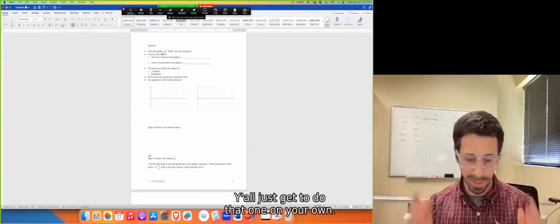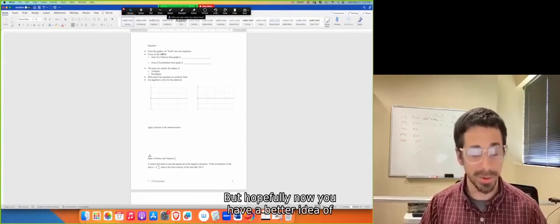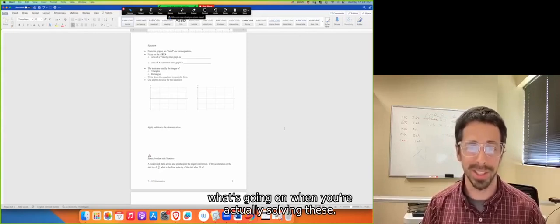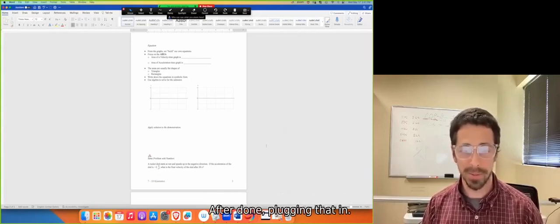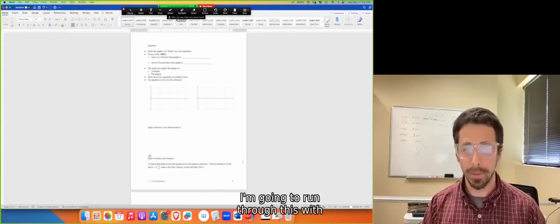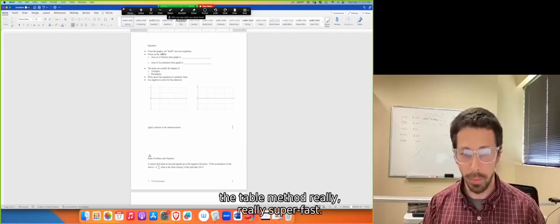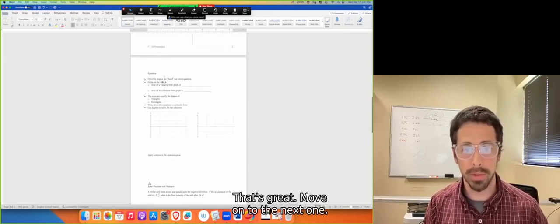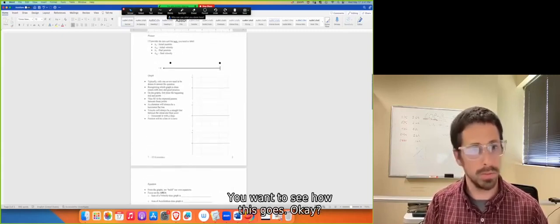Same problem with numbers. Y'all just get to do that one on your own, but hopefully now you have a better idea of what's going on when you're actually solving these. After you're done plugging that in, I'm going to run through this with the table method really, really super fast. So if you're done, you're done. That's great. Move on to the next one. If you want to see how this goes, perfect.